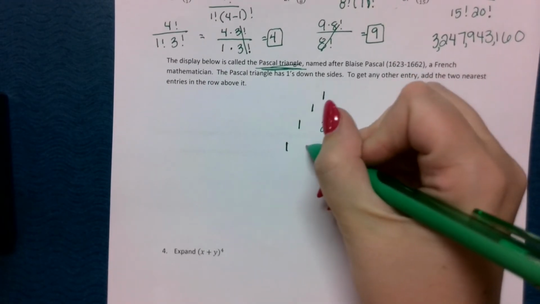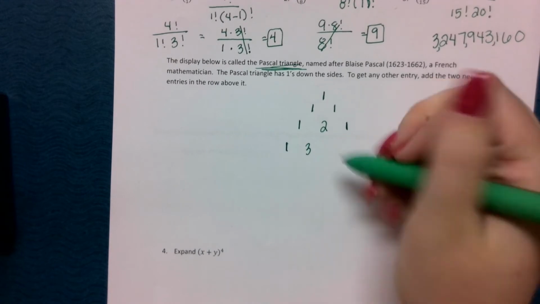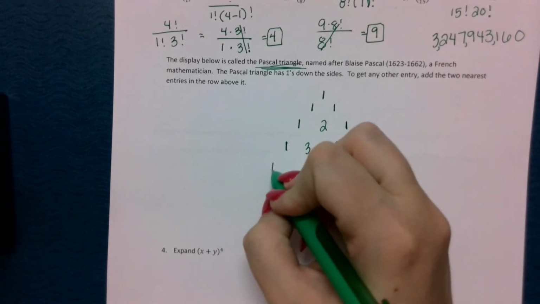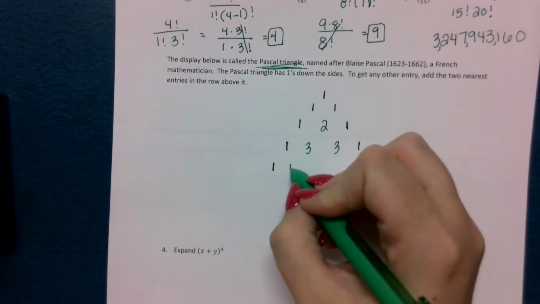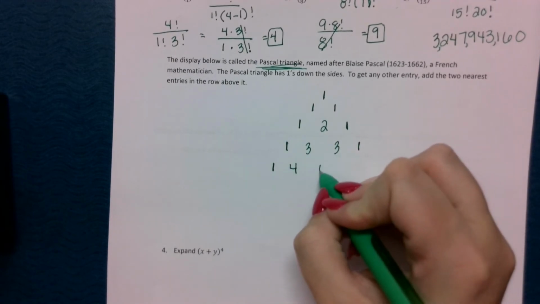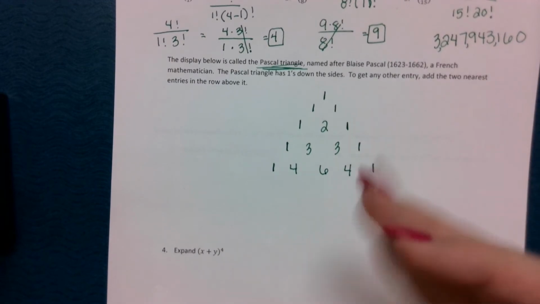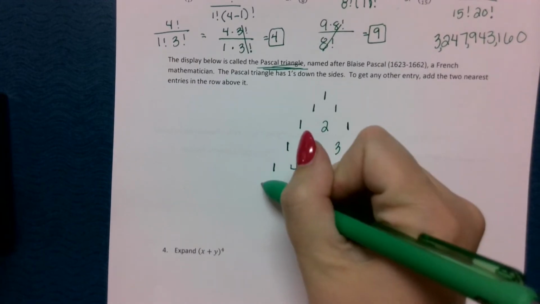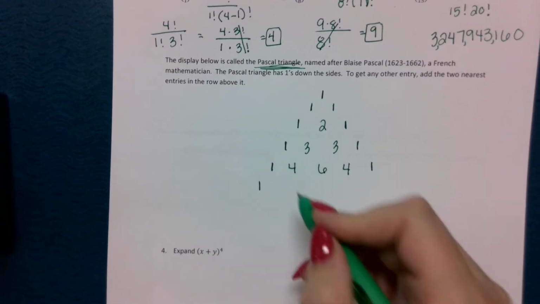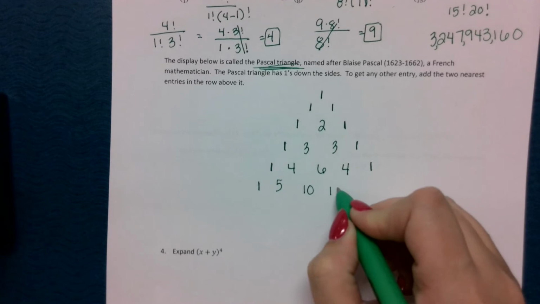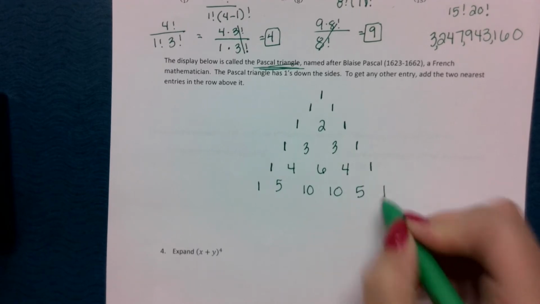1 plus 2 gives us 3. 2 plus 1 gives us 3. 1 on the outside, and we go all the way down. So 1, 1 plus 3 is 4, 3 plus 3 is 6, 3 plus 1 is 4, and 1. We can keep going as long as you want. Technically this goes on for infinity. I'm just going to do a few more, maybe one more.